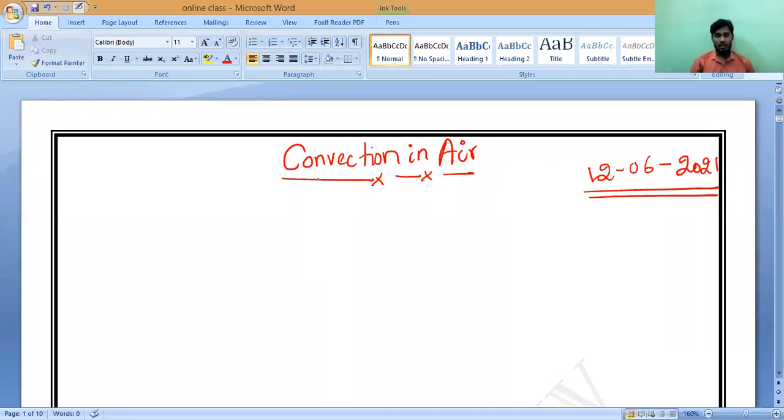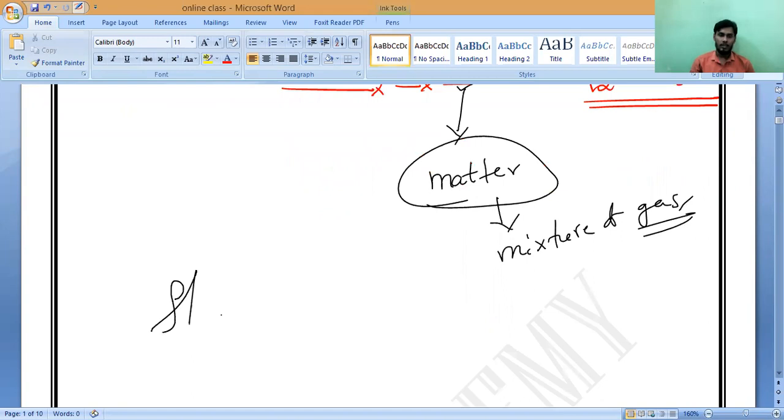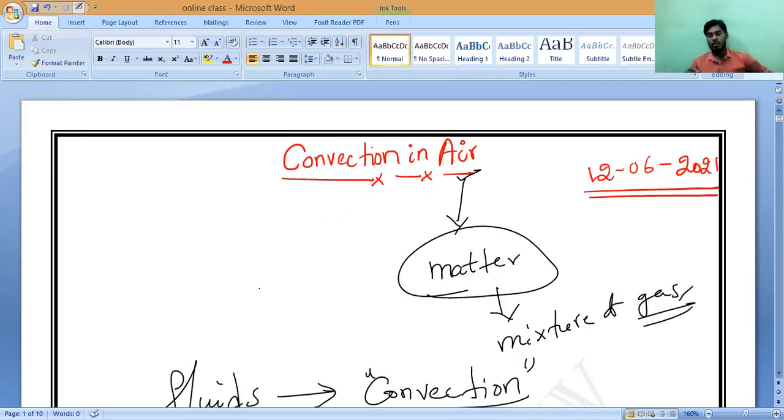Today we will study how convection is carried out in air, because air is also called what? Matter. Is it yes or no? Which is made up of what? A mixture of gases. As we know, liquids and gases are both called fluids. In fluids, the mode of heat transfer that takes place is called what? Convection.